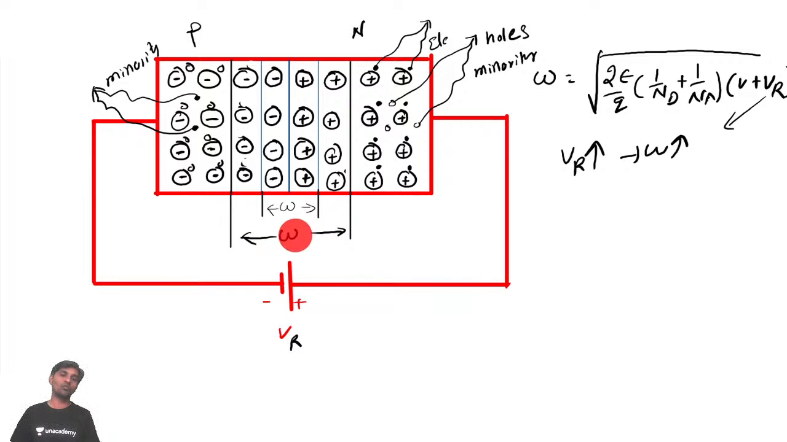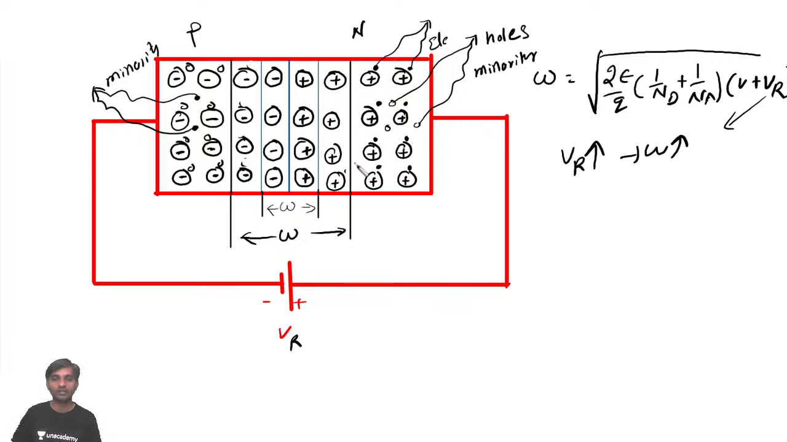How can you measure the width of the depletion region? The width of the depletion region is going to be the square root of 2 epsilon by q into (1 by Nd plus 1 by Na) into (V plus Vr). This is the formula. As the reverse voltage Vr is increasing, the width increases.